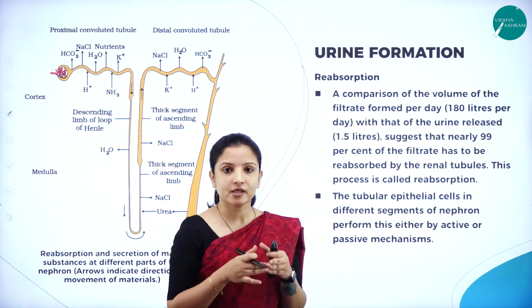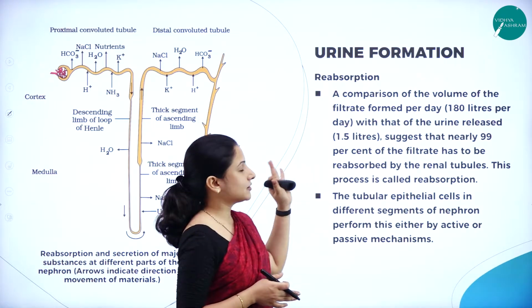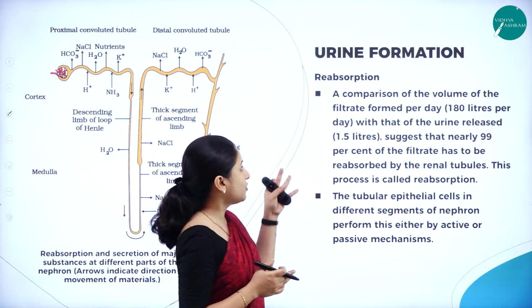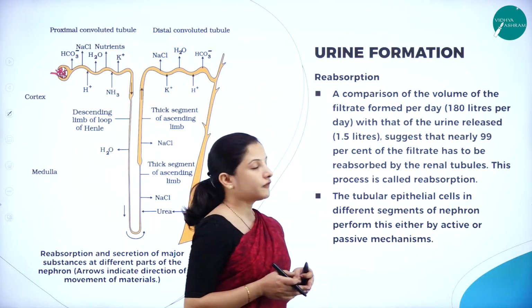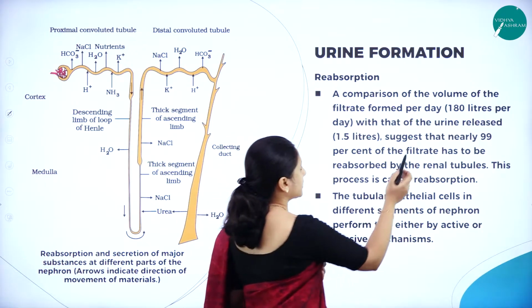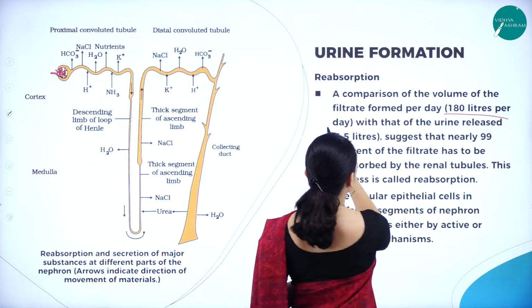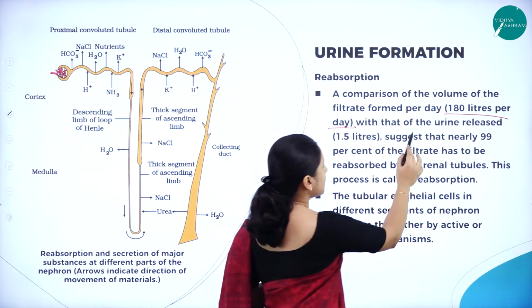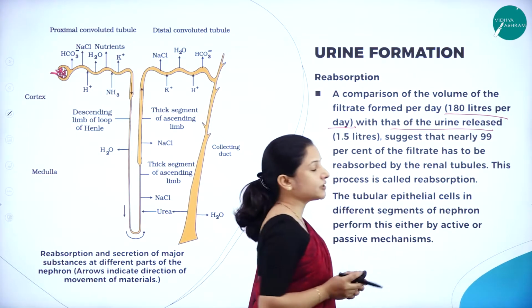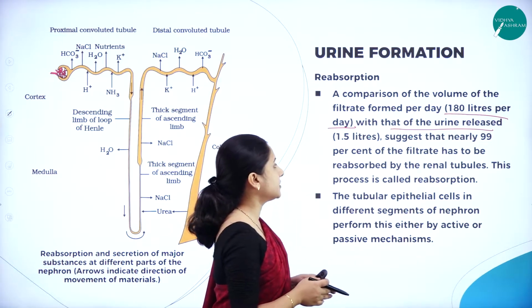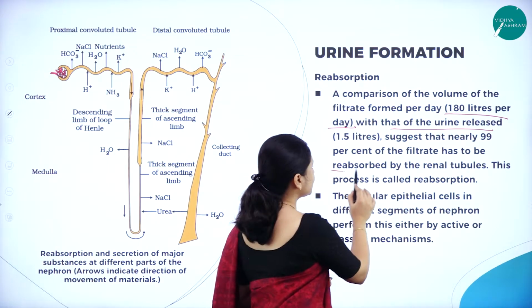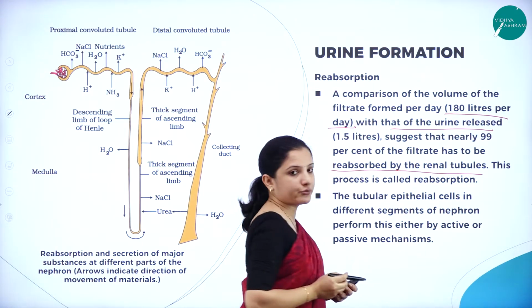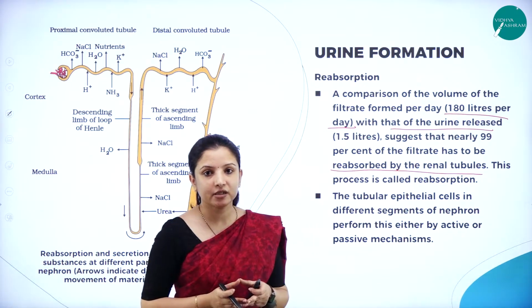Now the filtration has occurred. What next? Next is reabsorption. A comparison of the volume of filtrate formed per day, that is 180 liters per day, with that of the urine released, suggests that nearly 99% of the filtrate has to be reabsorbed by the renal tubules, right?